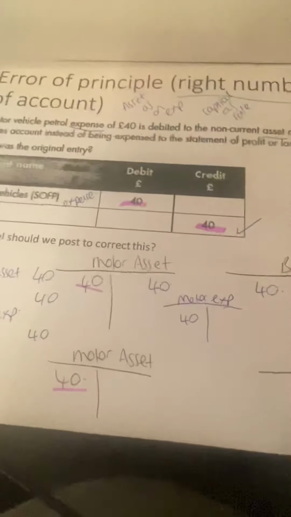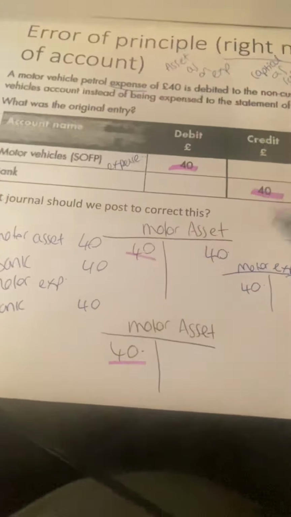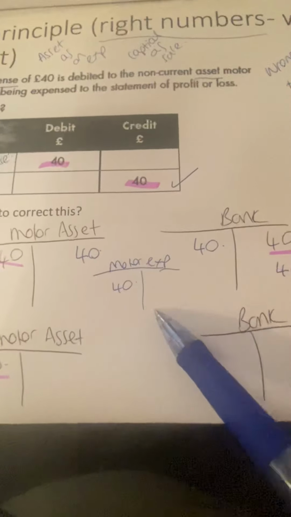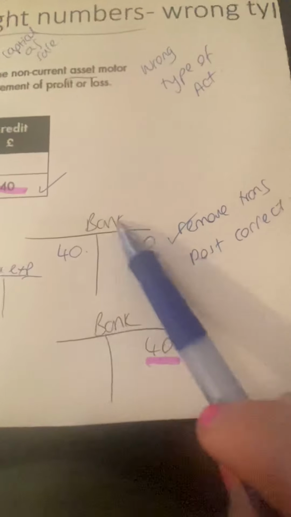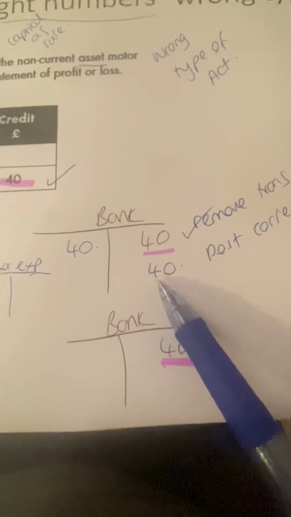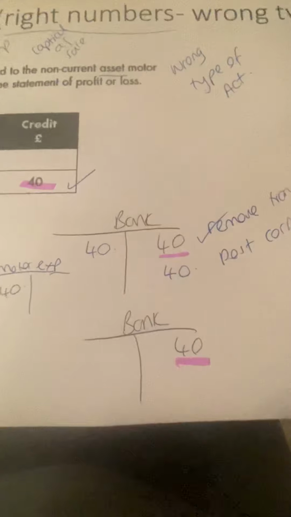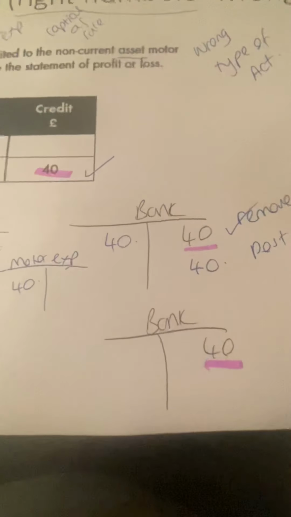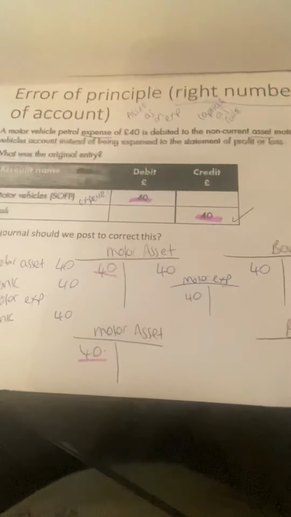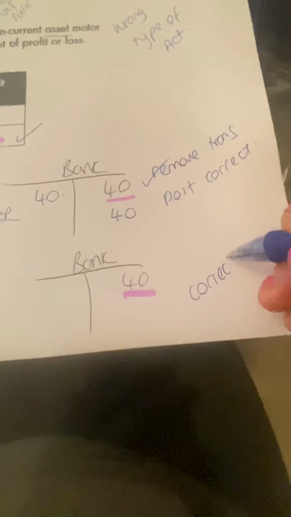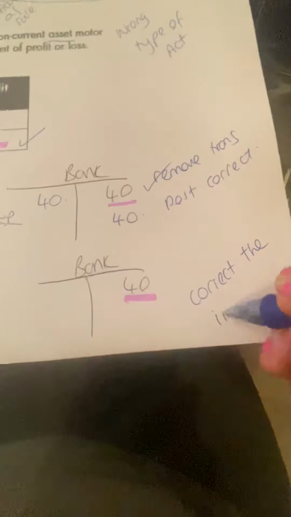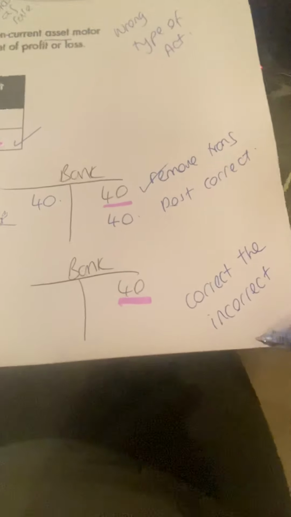Okay, again, if you were to look at this now, motor asset, 40 on the debit side, 40 on the credit, so overall is nothing. Motor expenses overall 40 on the debit side, so expense of 40. And the bank overall is £40 on the credit side, meaning you've spent £40, which would be correct. The other way to do this then would be to correct the incorrect part of the posting.